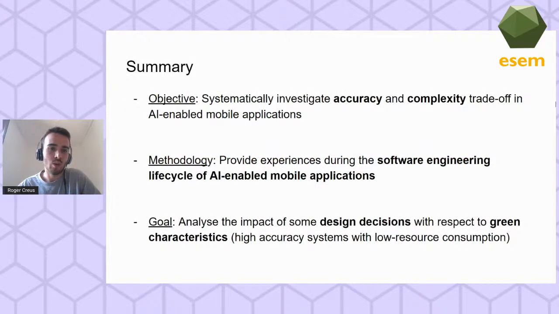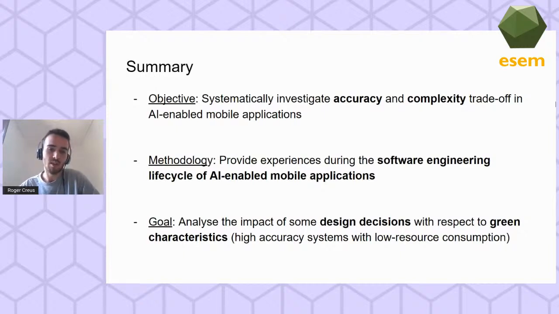So with this, our objective is to systematically investigate the accuracy and complexity of these AI solutions. And in particular, we will look only at AI-enabled mobile applications. So we choose here the accuracy and the complexity as representative metrics for measuring this dilemma of red versus green AI. And our objective is also to find and to reason about this sweet spot of achieving high accuracy systems while maintaining their complexity at low levels.